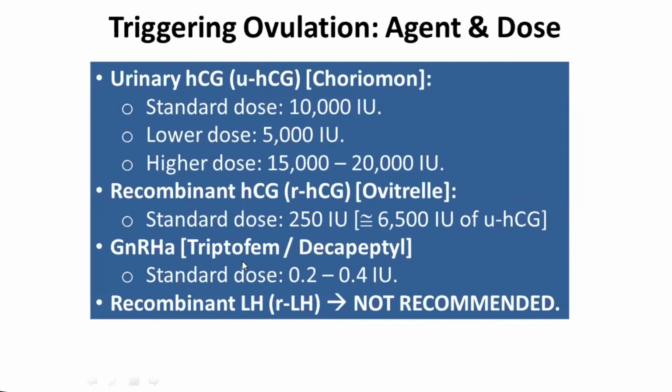And we have the GnRH agonist, which are the tryptophan or decapeptide. The standard dose is to give 0.2 to 0.4, which is 2 or 3 or 4 ampoules of tryptophan or decapeptide. The recombinant LH is not recommended at all for triggering ovulation. So we give either the urinary HCG, the recombinant HCG, or the gonadotropin releasing hormone agonist, which are the tryptophan or decapeptide. These are the 3 agents that are used for triggering ovulation.